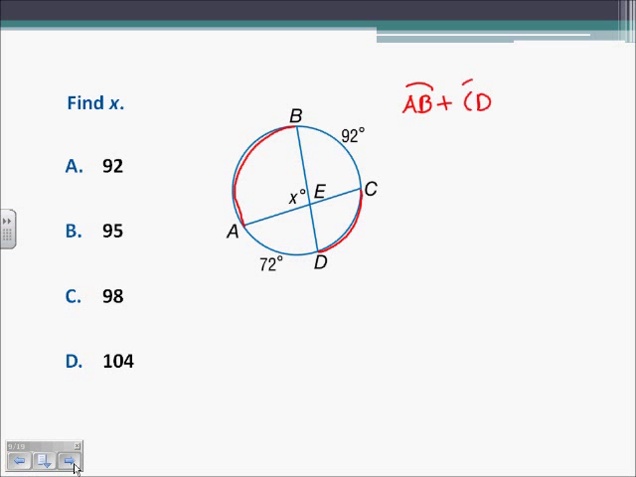So we know arc AB plus CD is going to equal 360 minus the rest of the circle, so minus 164, which would be our 92 and 72 added together. So we know the sum of those two arcs is going to equal 196 degrees. And we know our angle is going to equal half of the sum of our arcs. So x is going to equal half of 196, which is going to be 98, which is letter C.